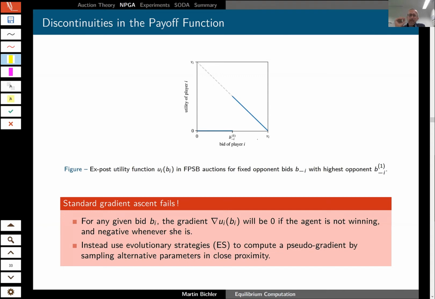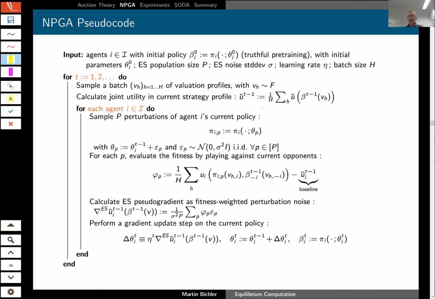This is a general metaheuristic, but a technique that we can use here to determine pseudo gradients. This has been done in other work about scaling neural networks, so a totally different application. But the way to think about it is really a smoothing technique: you want to smoothen this discontinuous step here. With that background, I can now guide you through the pseudocode of neural pseudo gradient ascent.